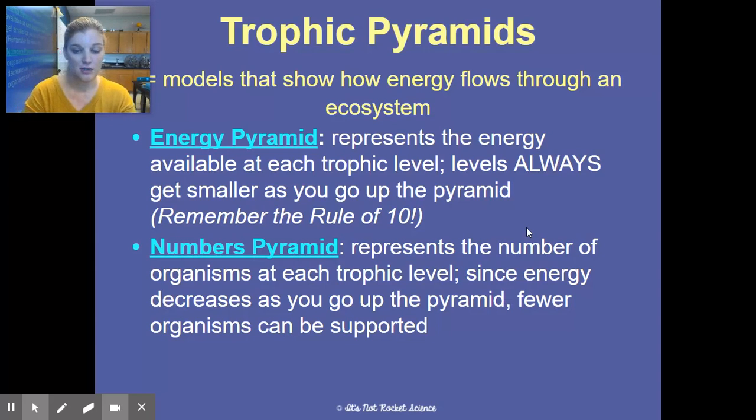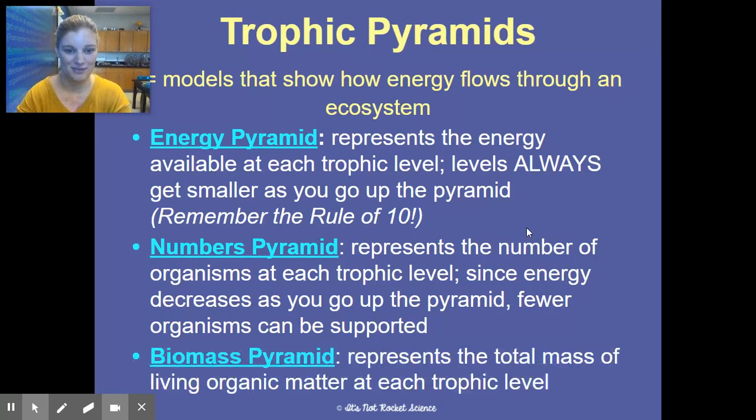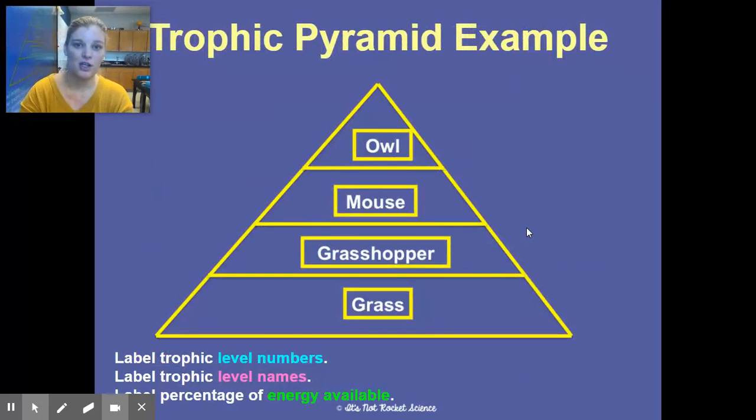So since energy decreases as you go up the pyramid, fewer organisms can actually survive at the very top. So if you think of humans, let's say we're eating a salad. A human cannot live off of one carrot. We need lots of carrots. So we might be at the top of that pyramid, but lower down, there needs to be a lot of carrots for us to eat. And then the biomass pyramid represents the total mass of living organic matter at each trophic level.